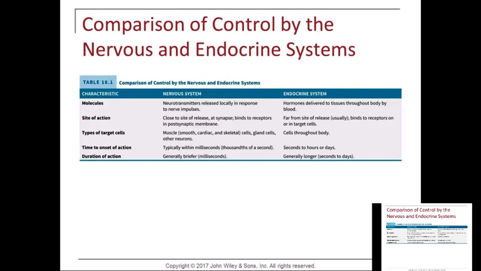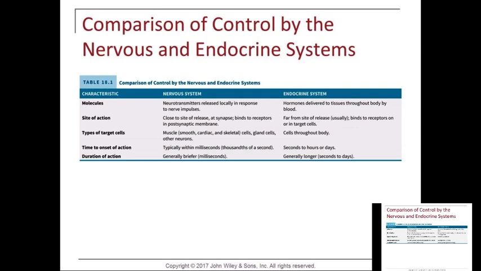So when we compare the neural system and the endocrine system, if we look at the molecules, the neural system has neurotransmitters, whereas the endocrine system has hormones that are delivered to the tissues. In the neural system, the site of action is close to the site of release at the synapse, as I drew out before, whereas the site of action for the endocrine system could be far from the site of release, usually, and it binds to the receptor on the target cell.